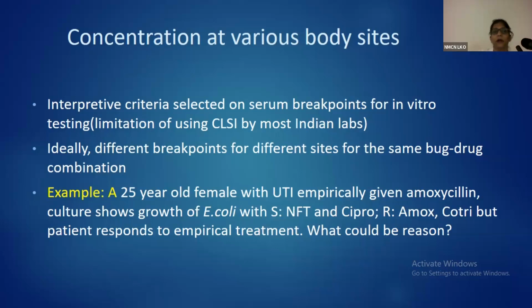For example, a 25-year-old female with UTI was started on amoxicillin empirically. The culture showed growth of E. coli with sensitivity to nitrofurantoin and ciprofloxacin and resistance to amoxicillin and cotrimoxazole. But the patient responds to amoxicillin despite in vitro resistance. The patient is responding to amoxicillin. So what could be the reason?